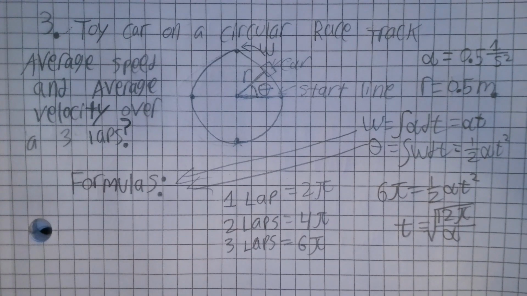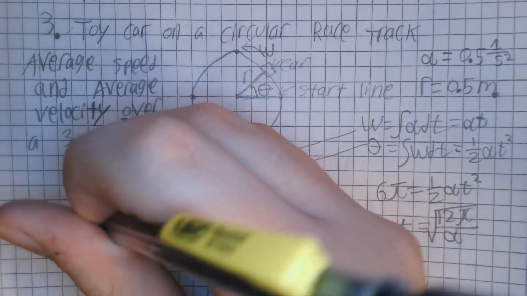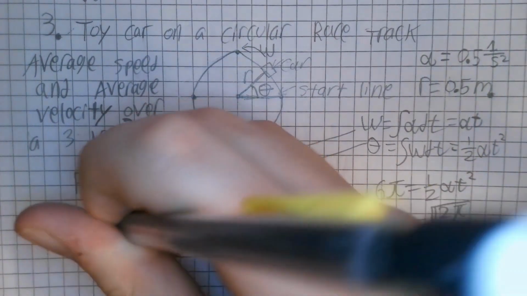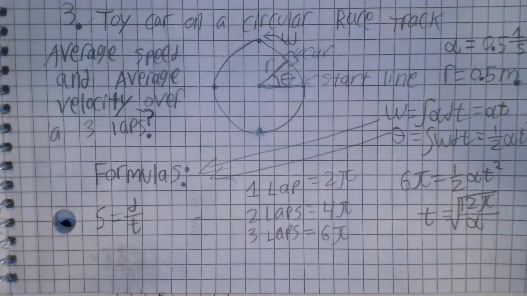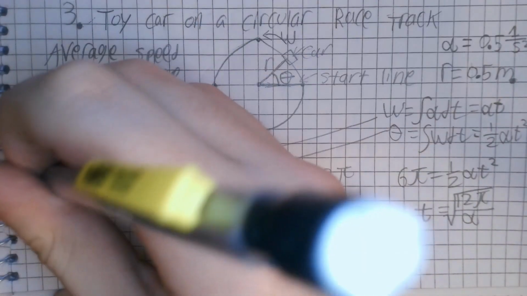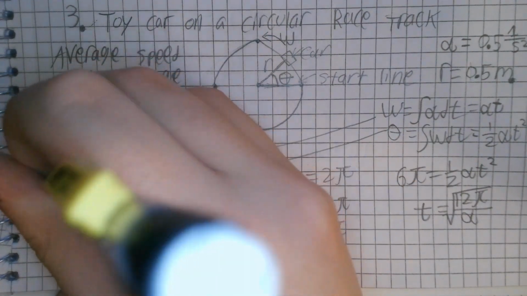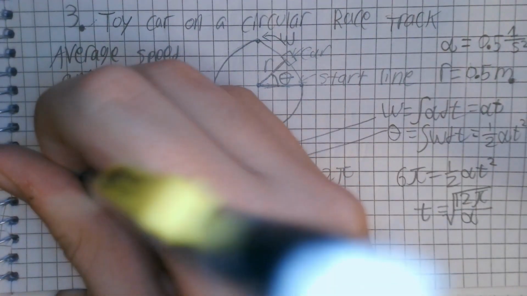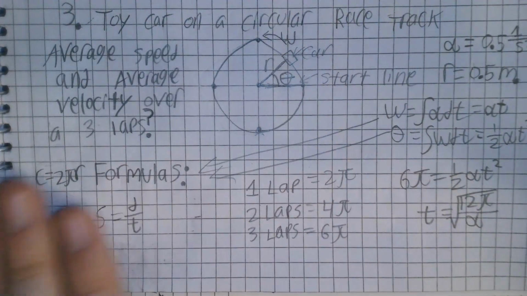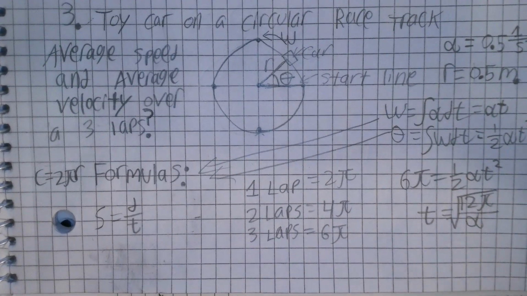Next up, if we want to find speed, which I'm just going to write with an S, equals distance over the time. Okay, so really quickly here, one formula that we are going to need is the circumference, which equals 2 pi times the radius of the circle. You might have that already memorized. In case you don't, there it is.